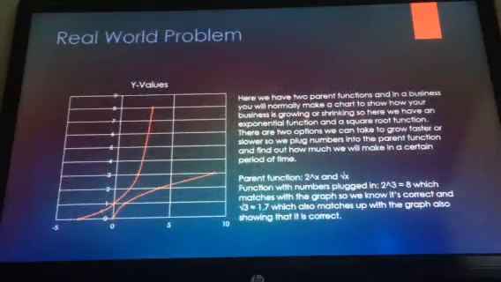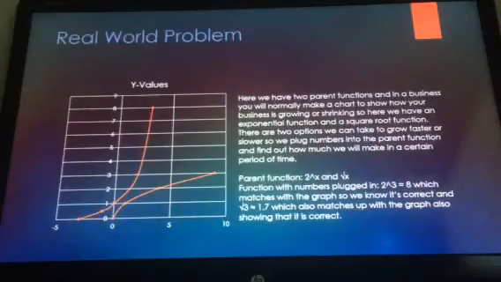Real-world problem. Here we have two parent functions, and in a business, you will normally make a chart to show how your business is growing or shrinking. So here we have an exponential function and a square root function. There are two options we can take to grow faster or slower, so we plug numbers into the parent function and find out how much we will make in a certain period of time.